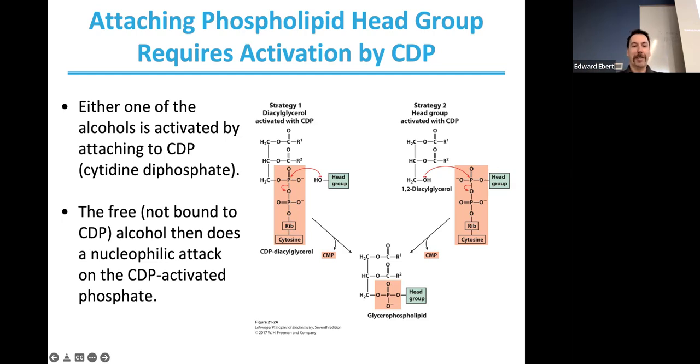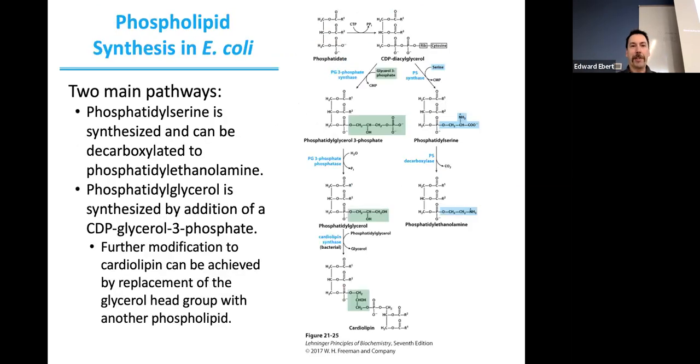Okay. All right. The key is we have cytidine diphosphate in there. If we look at E. coli, starting with bacteria, I always like to compare bacteria to eukaryotes. There are two main pathways. Phosphatidylserine is synthesized and can be decarboxylated to phosphatidylethanolamine. We add a serine group to our CDP diacylglycerol, so now we have phosphatidylserine. I know this is not super easy to see, but we can decarboxylate this and make our phosphatidylethanolamine.